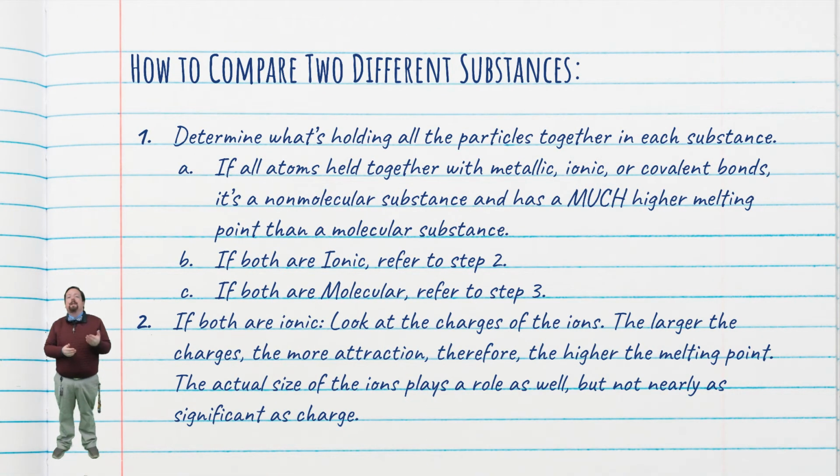So if you're given two substances and asked to compare based on their properties, here's what you do. First, figure out what holds all the particles together for each substance. If one is a non-molecular substance, such as metallic, ionic, or covalent network, and the other is a molecular substance, the first one has a much higher boiling point. If they're both held together with ionic bonds, you look for the charges of the ions. Something with a 2 plus and 2 negative versus 1 plus and 1 negative will have stronger attractive forces. So whichever has larger ionic charges has a higher melting point.